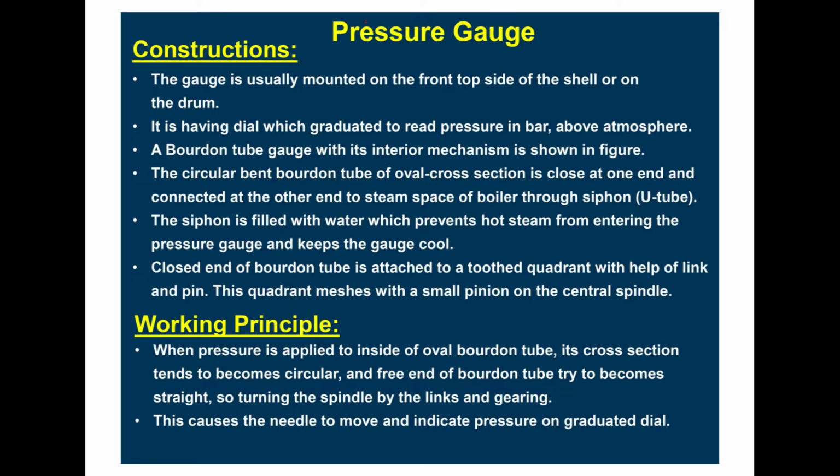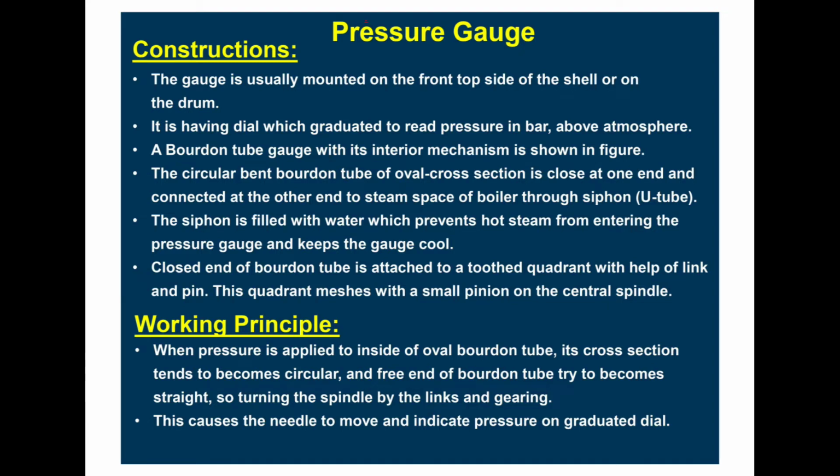The circular bent Bourdon tube of oval cross section is closed at one end and connected at the other end to the steam space of the boiler through a siphon. It's nothing but a U-tube. The siphon is filled with water, which prevents hot steam from entering the pressure gauge and keeps the gauge cool. The closed end of the Bourdon tube is attached to a toothed quadrant with the help of a link and pin. This quadrant meshes with a small pinion on the central spindle.